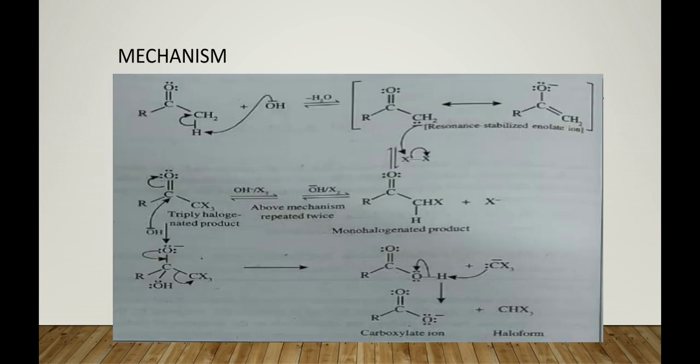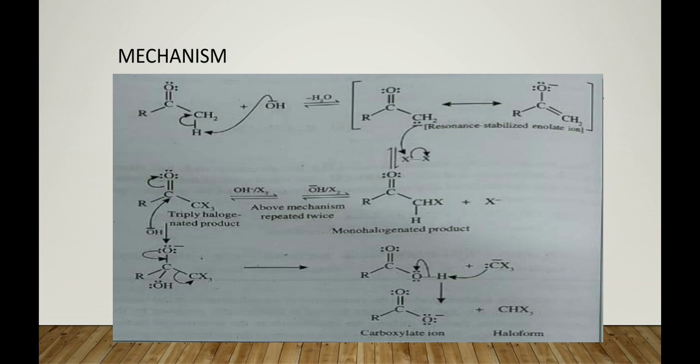Let's take a look at the mechanism of haloform reaction. The initial step is that the methyl group of a methyl ketone is converted to an alpha trihalomethyl group by three subsequent halogenation steps acting on it, and that involves the formation of an intermediate, that is enolate ion, by the deprotonation in alkaline solution.